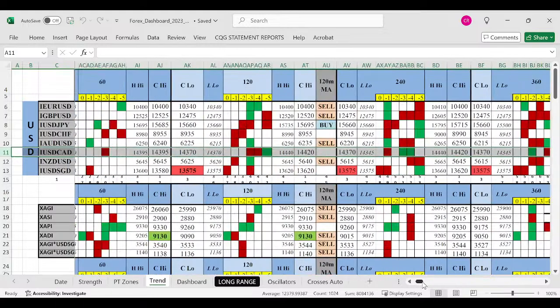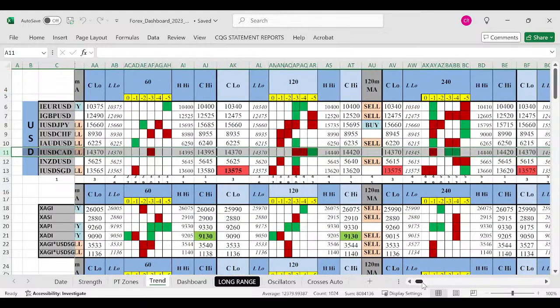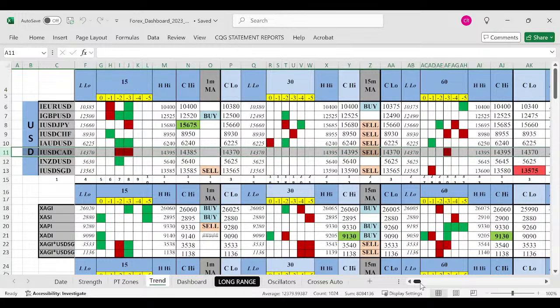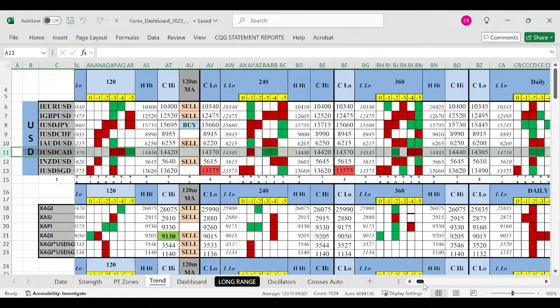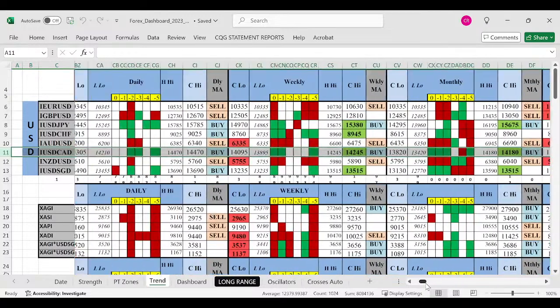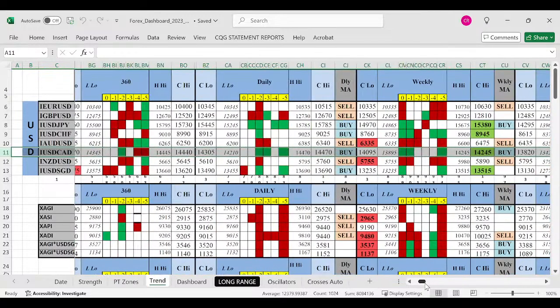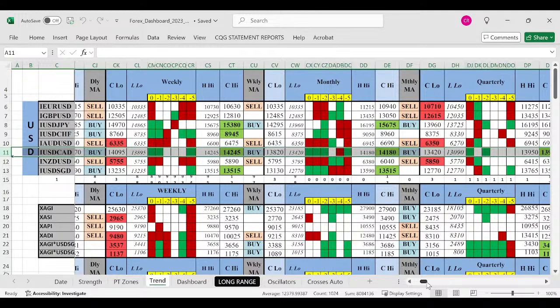So if we scroll down to lower time frames, 120 is selling down, 240 is saying down, and 60, 30, 15 all are flat. So that means the market is waiting for the news.